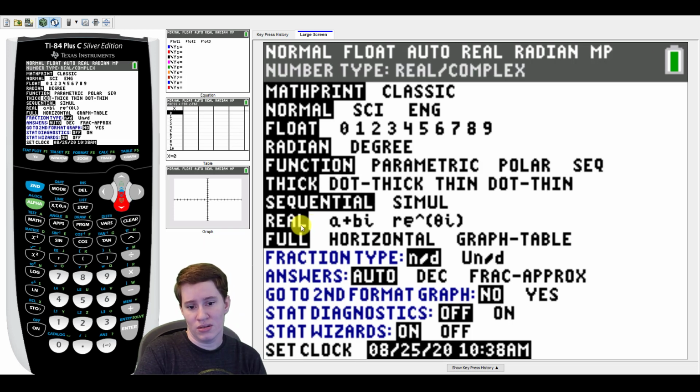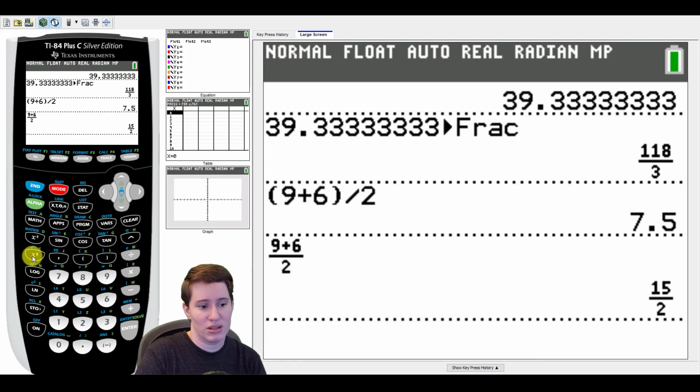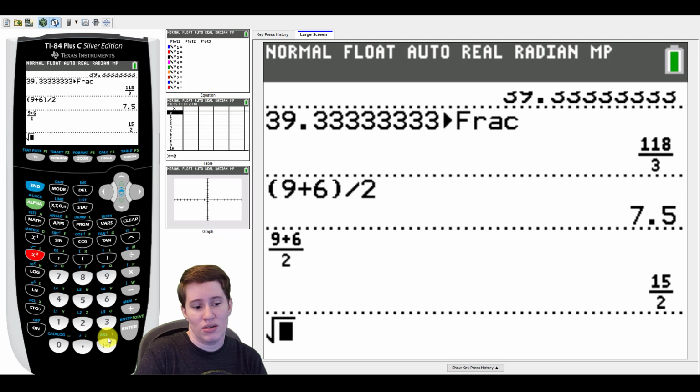Next one down, real or these other two. This has to do with if you are trying to use complex numbers or imaginary numbers. For now, you probably do not need to use complex numbers. I don't know that it really does much harm if you do change it to a plus bi, but it also isn't super helpful. So if you were to do square root of -4 on your calculator, let me actually do that real quick. The square root button, you have to press second and then this x squared button. So square root of -4.